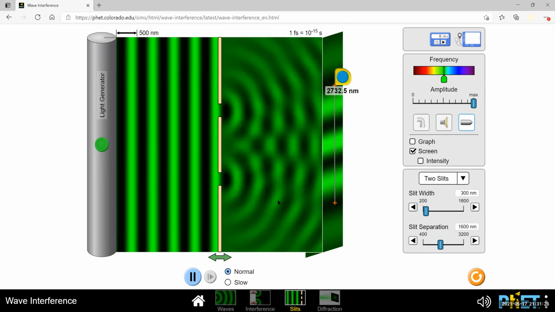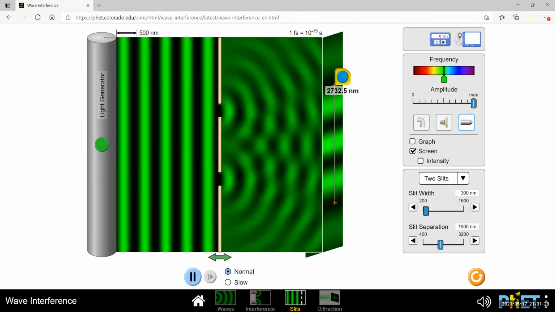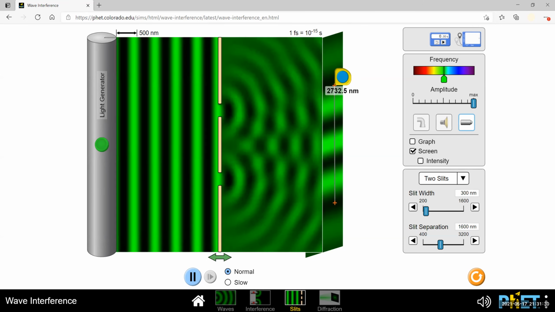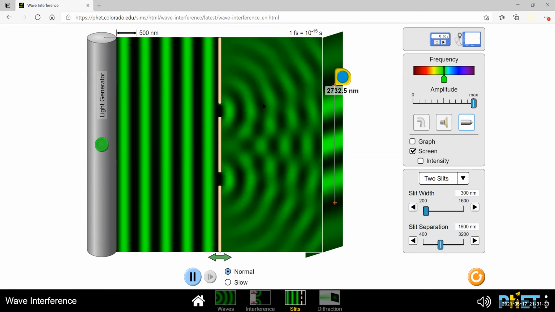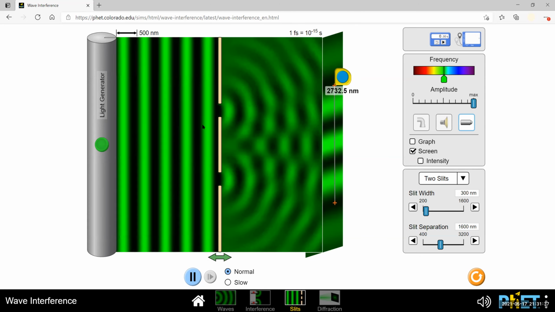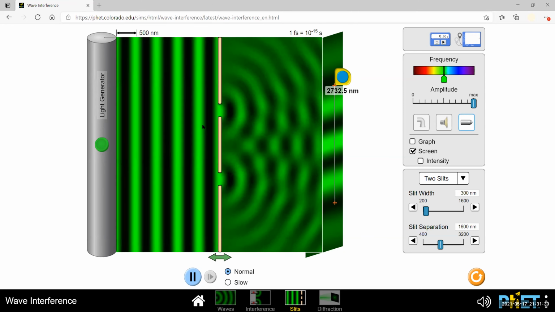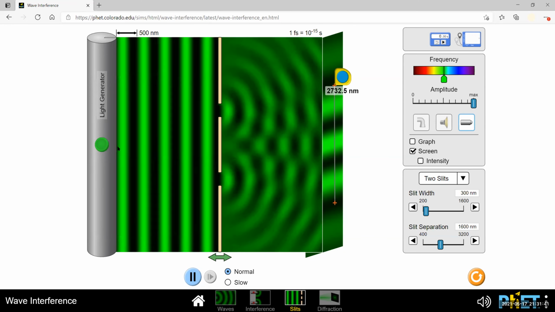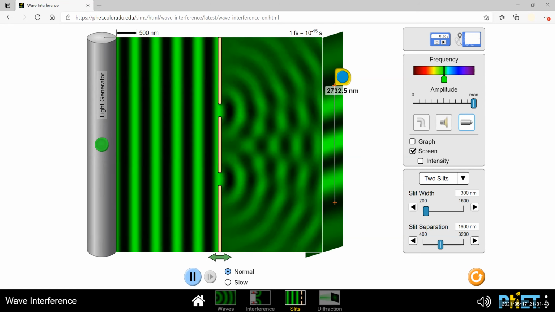Try to find the average of all of these values. That should be your lambda. And does it make sense to you? Is this in the green range? Is this color acceptable? It should be around 500 nanometers if it is acceptable, okay? So that's question 5.